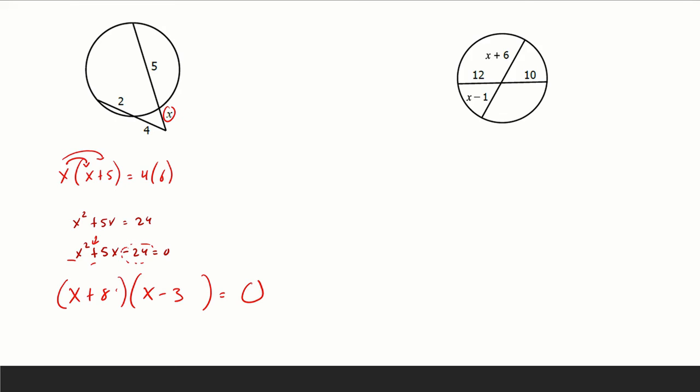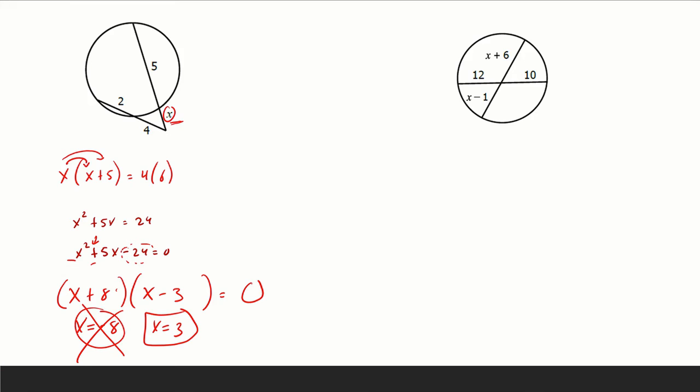Now I've got to figure out when these are equal to 0 individually. So in other words, when is x plus 8 equal to 0? Well, that's equal to 0 whenever x equals negative 8. When is x minus 3 equal to 0? That's equal to 0 when x equals positive 3. Now if I were to substitute both of these in here, this produces a negative value, which we don't want because we're talking about distance or length here. And so our only answer is x equals 3.